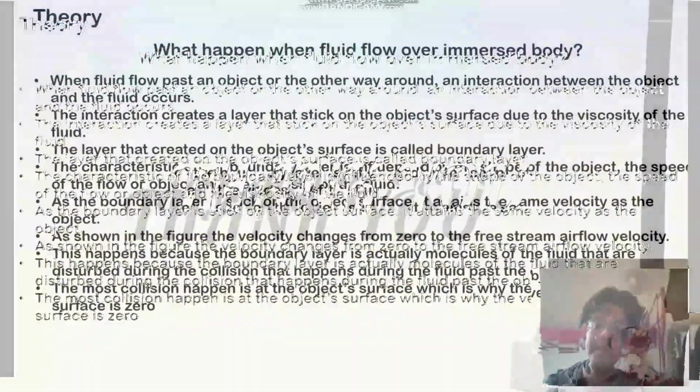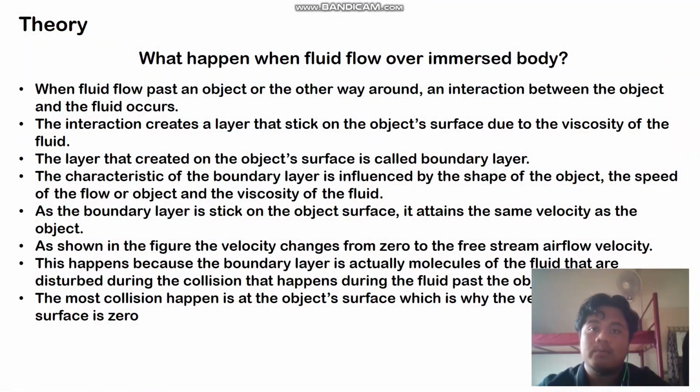Thank you. My name is Muhammad Daniel bin Zulkifli. I will be presenting the theory of fluid flow over an immersed body. When a fluid flows past an object or the other way around, an interaction between the object and the fluid occurs. The interaction creates a layer that sticks on the object surface due to the viscosity of the fluid. The layer created on the object surface is called the boundary layer.